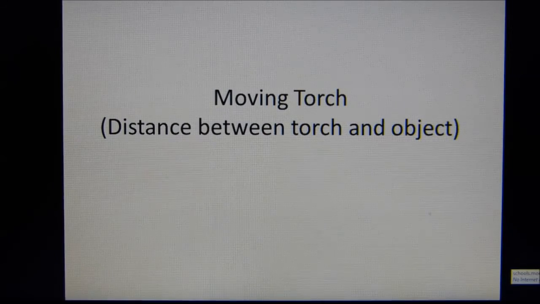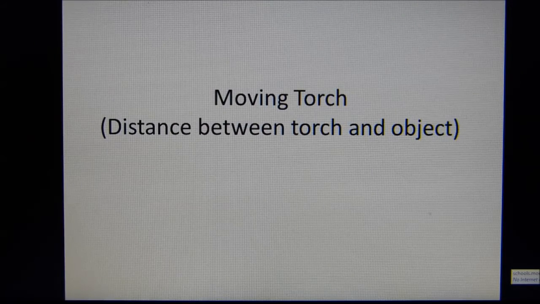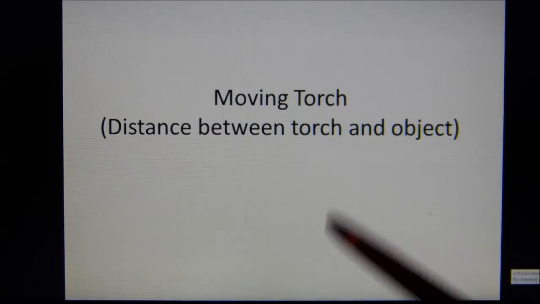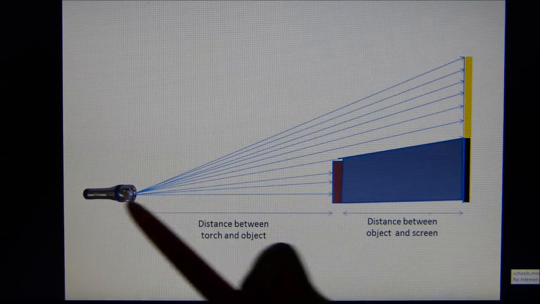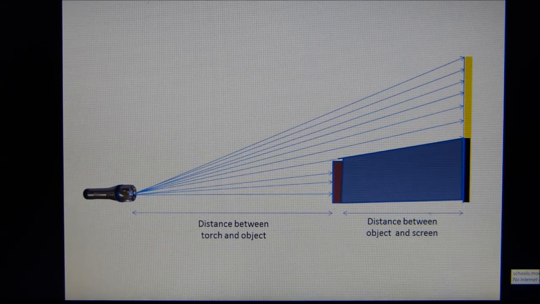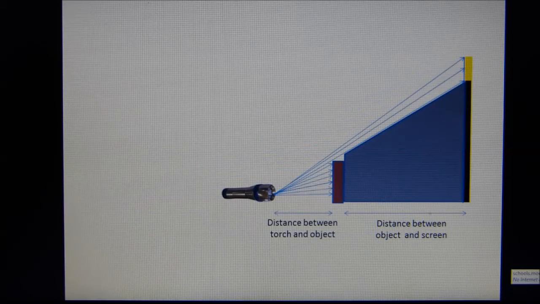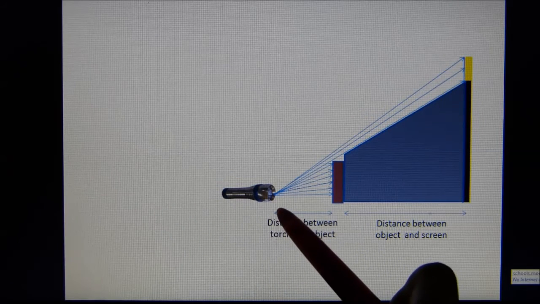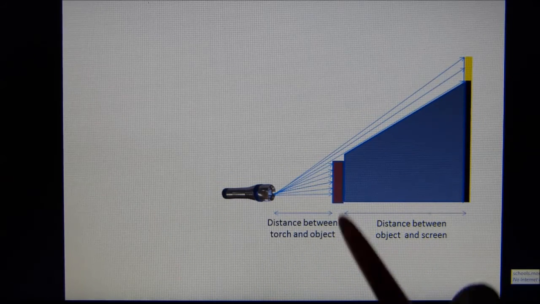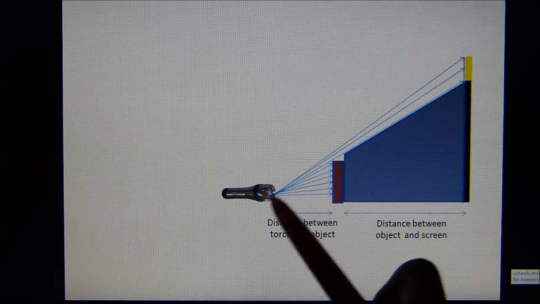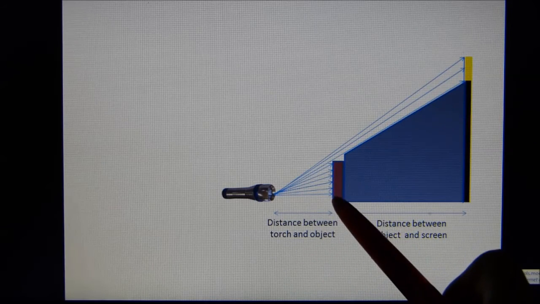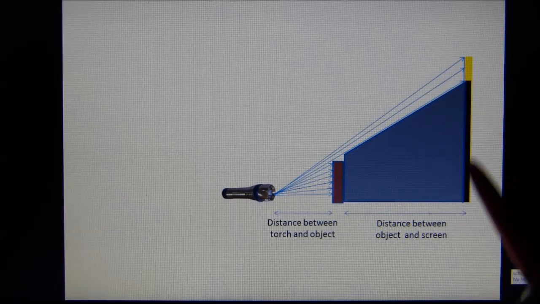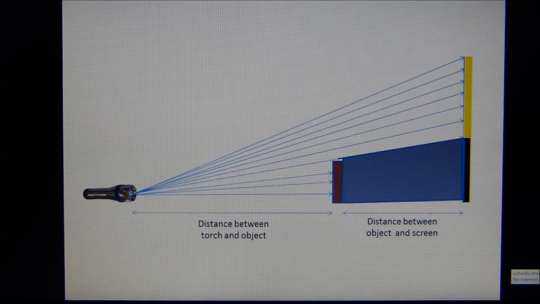Okay, now let's try, instead of moving the object, we move the torch, which is we change the distance between the torch and the object. Now, this is where the torch is. Now let's see what happens if we move the torch. Now as we move the torch closer to the object, we didn't change the distance between the object and the screen, we just changed this part of it, the distance between torch and object. You see that more light rays are being blocked by the object. That's why the shadow is now bigger compared to the previous one.